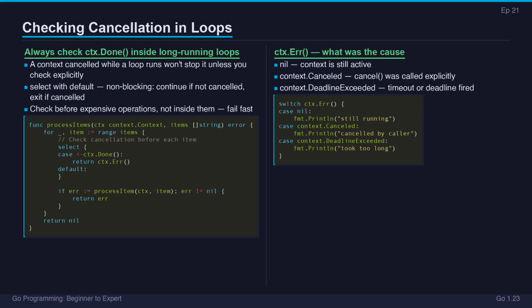ctx.Err tells you why the context was cancelled. context.Canceled means someone called cancel explicitly, probably a higher level decided to abort. context.DeadlineExceeded means the timeout fired. This distinction lets you log different messages or return different HTTP status codes depending on the cause.